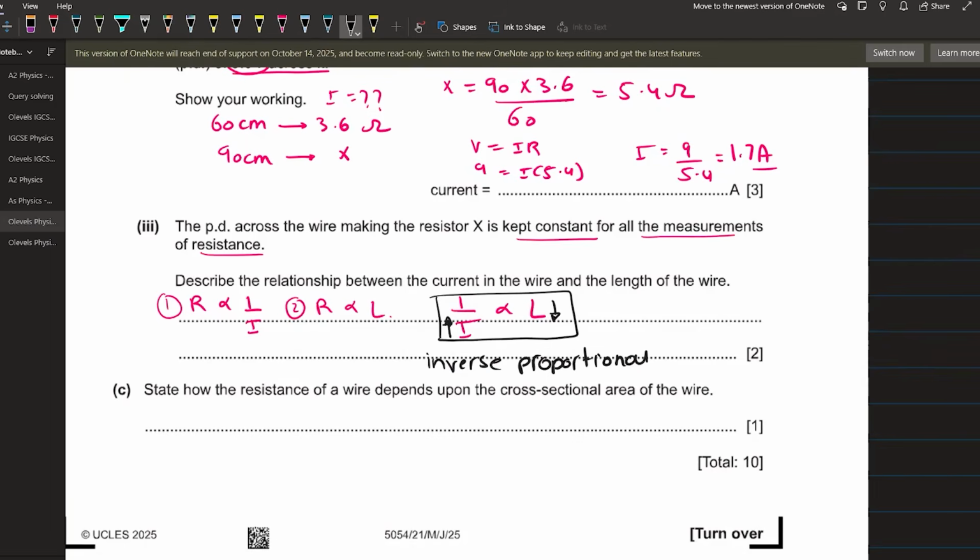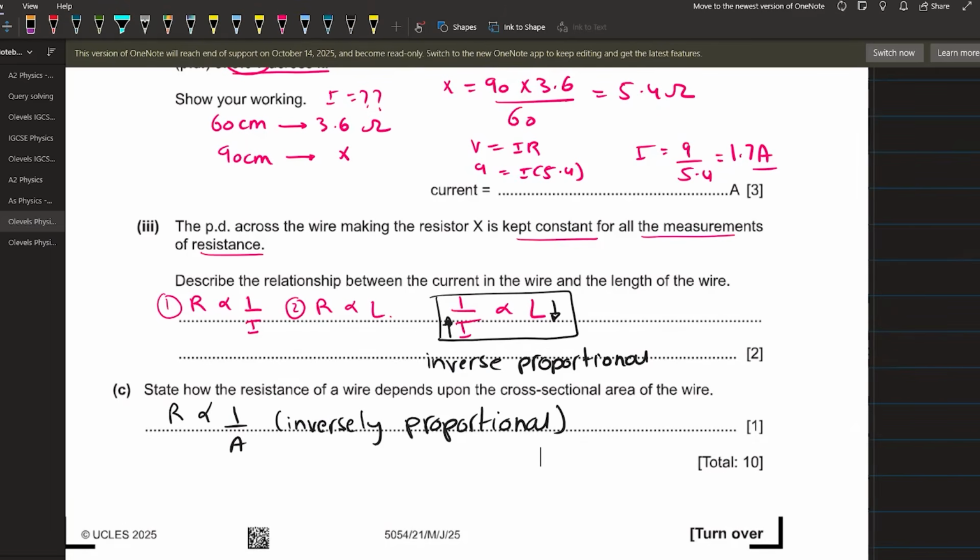State how the resistance of a wire depends on the cross-sectional area of the wire. Okay, so now we have to tell the relationship between resistance and area. Area and resistance are also inversely proportional. Simple. Let's further move ahead.